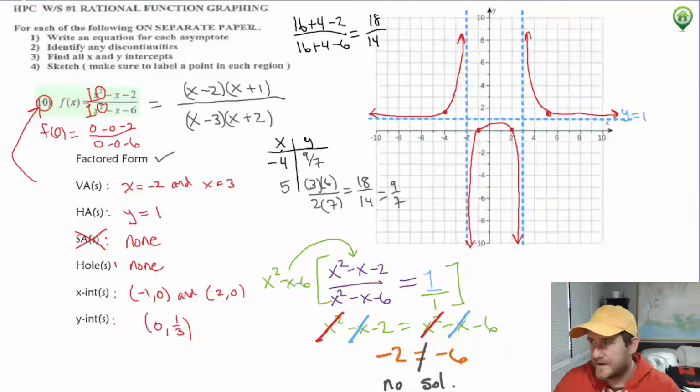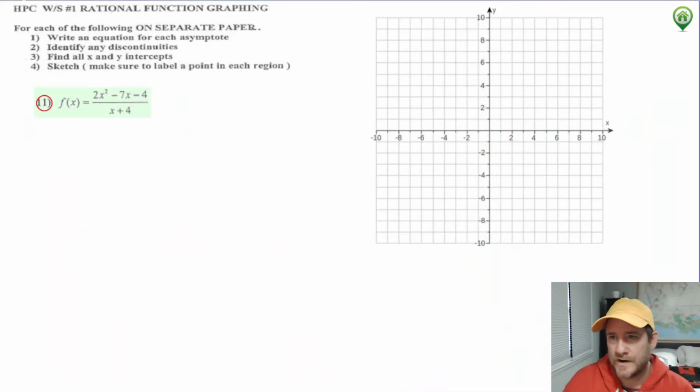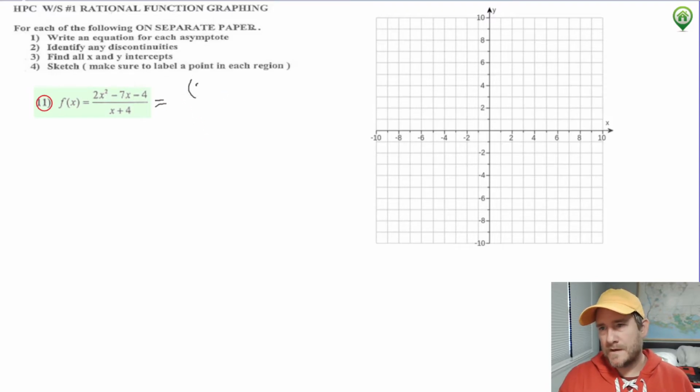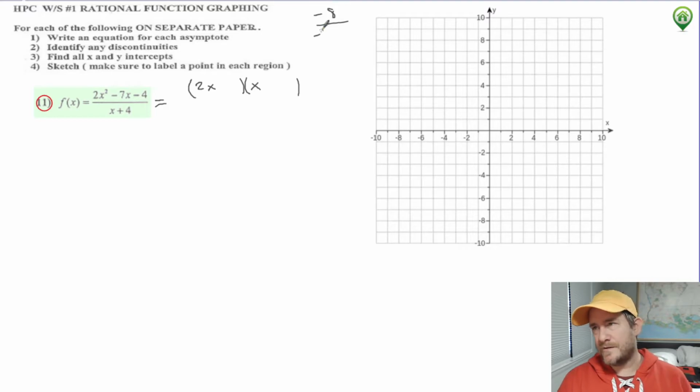9 we did, 10 we did. It sounds like we're on 11. All right. So for 11, you should factor your numerator, but we've got a leading coefficient. So when we factor, you'll want to multiply. But you know it's going to be 2x plus something and x plus or minus something. But our target value, the 2 times negative 4 is negative 8. So if I'm trying to get a negative 7, I'm going to be going with negative 8 and positive 1.